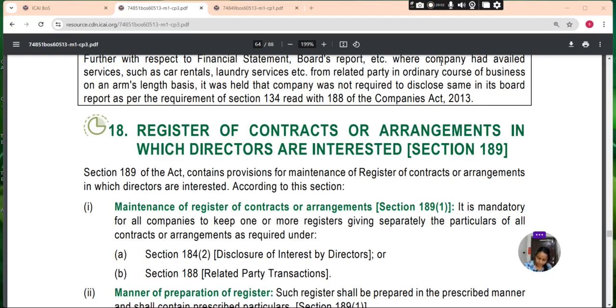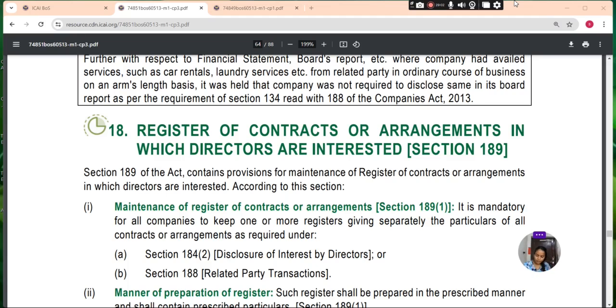उसके बाद हम बोलते हैं what will be the manner of preparation of register. Such a register shall be prepared in the prescribed manner and shall contain the prescribed particulars. As regards prescribed manner and particulars, we may refer to Rule 16 of the Companies (Meetings of Board and its Powers) Rules 2014, which says that register of contract or arrangement shall be maintained in form MBP-4 में maintain किया जाएगा. In the form MBP-4 the company concerned shall enter therein.